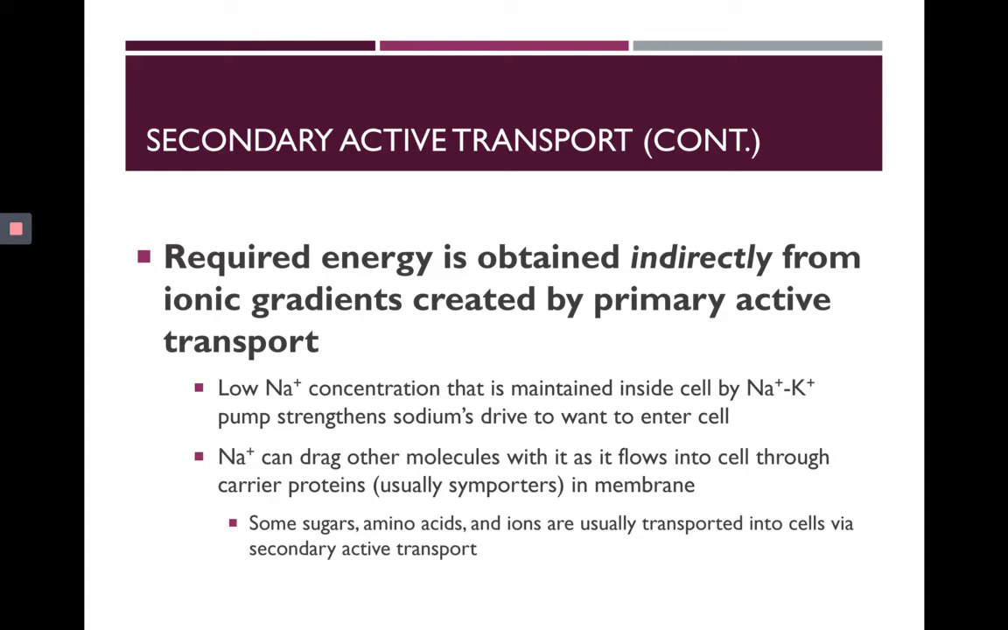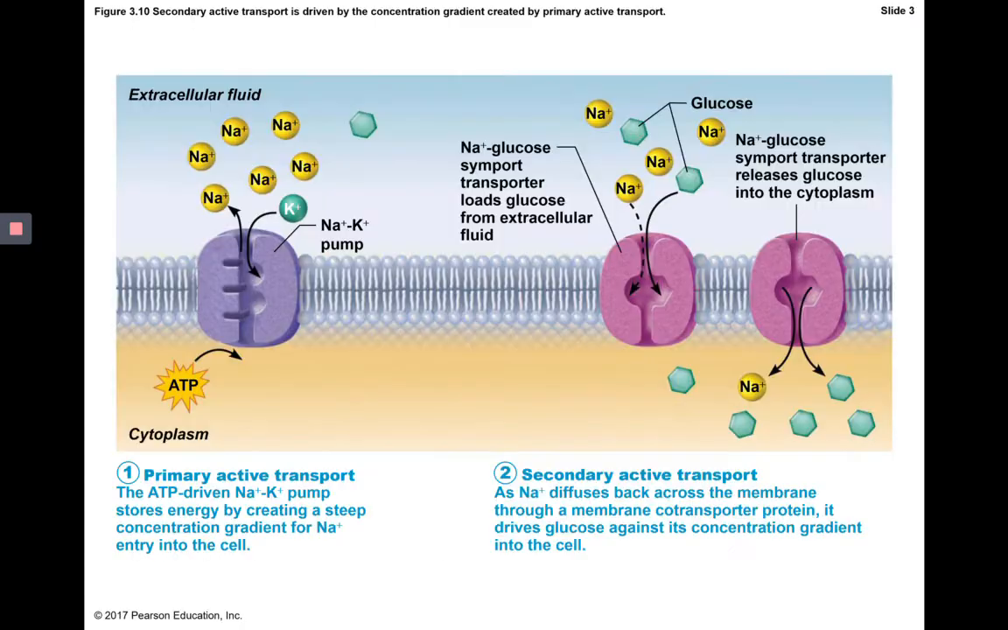So the required energy for secondary active transport is obtained indirectly from the use of ATP, because indirectly there will be ionic gradients that were created during primary active transport by using ATP. So let's just look at an example of that.